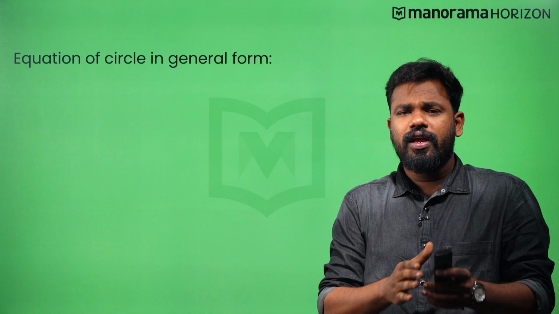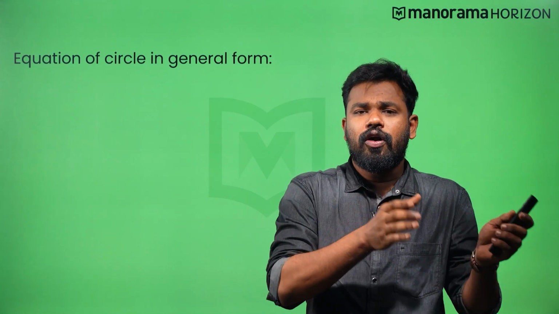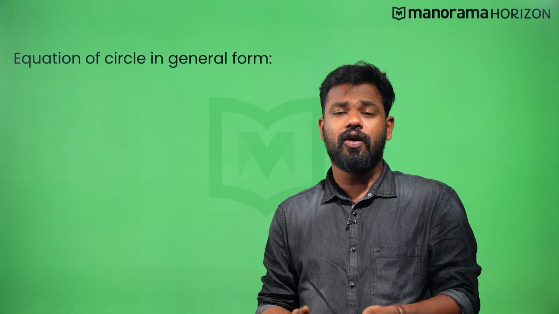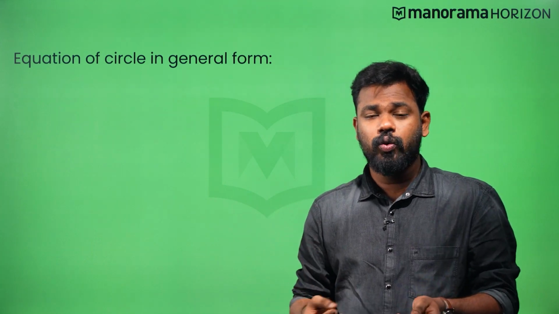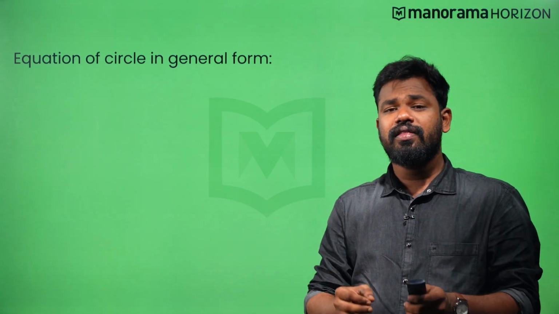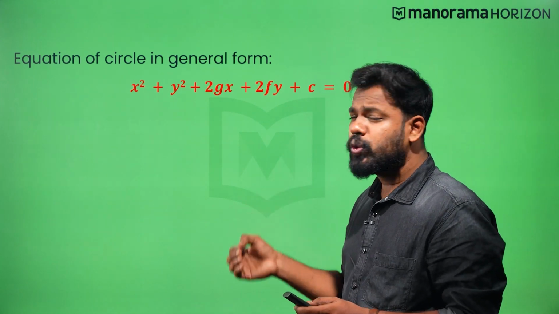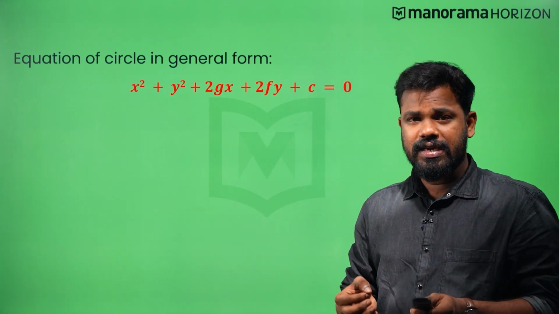In general form, we have an equation which will be a quadratic one in terms of x as well as y, right? Because in most cases when you expand the equation, it will be a quadratic equation in terms of x and y also. So in general, we can write the equation of a circle in this way, that is x square plus y square plus 2gx plus 2fy plus c is equal to 0.